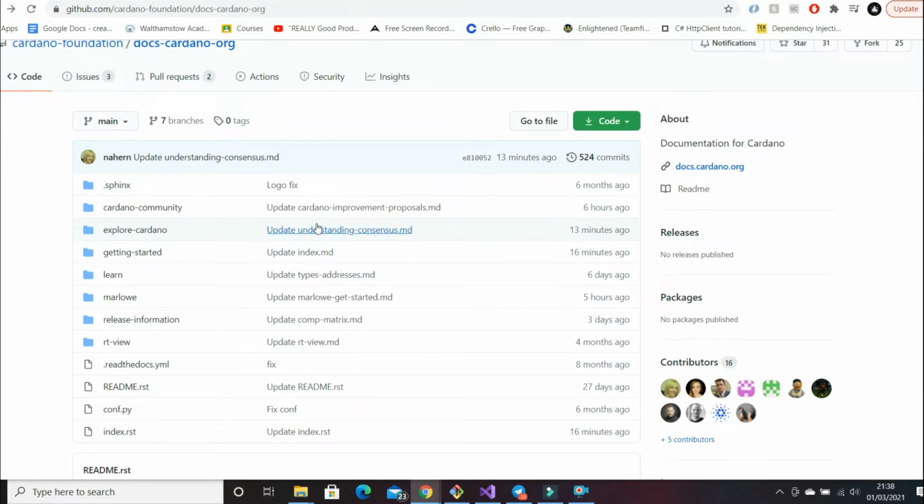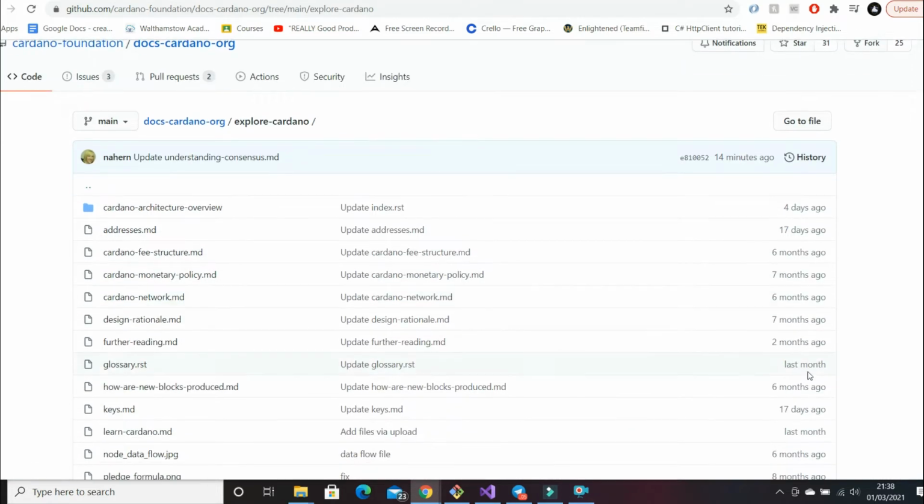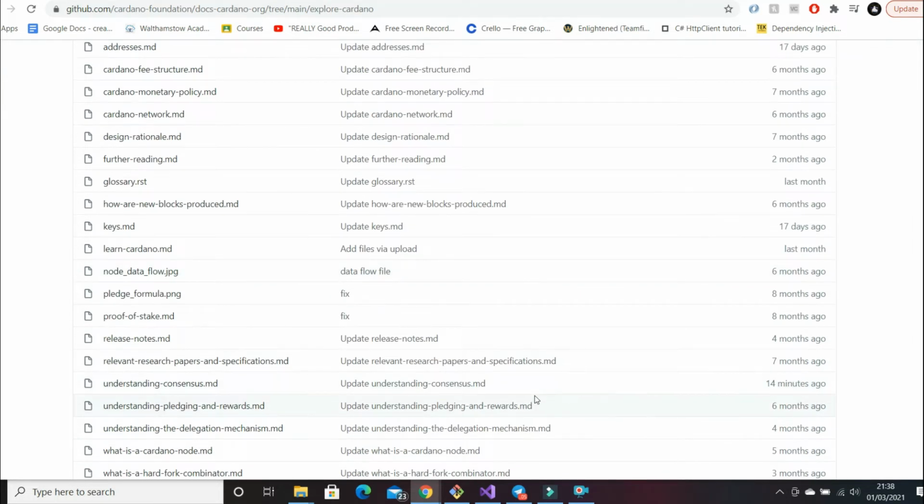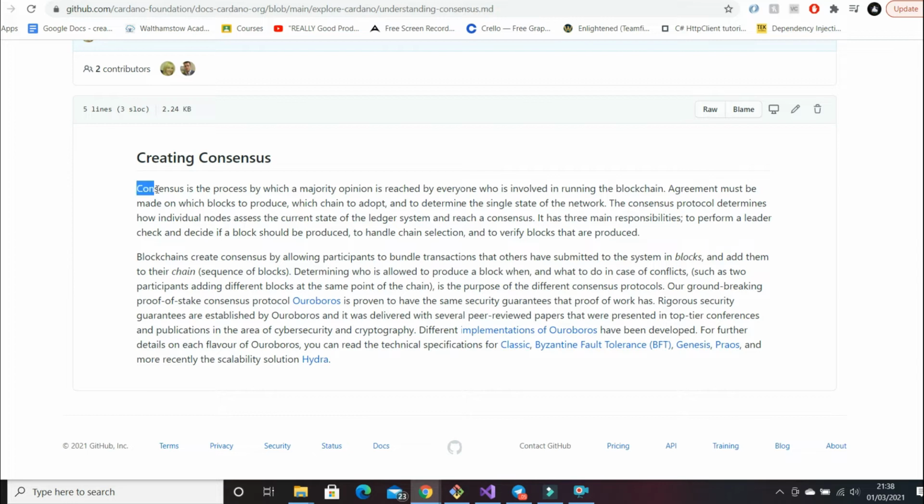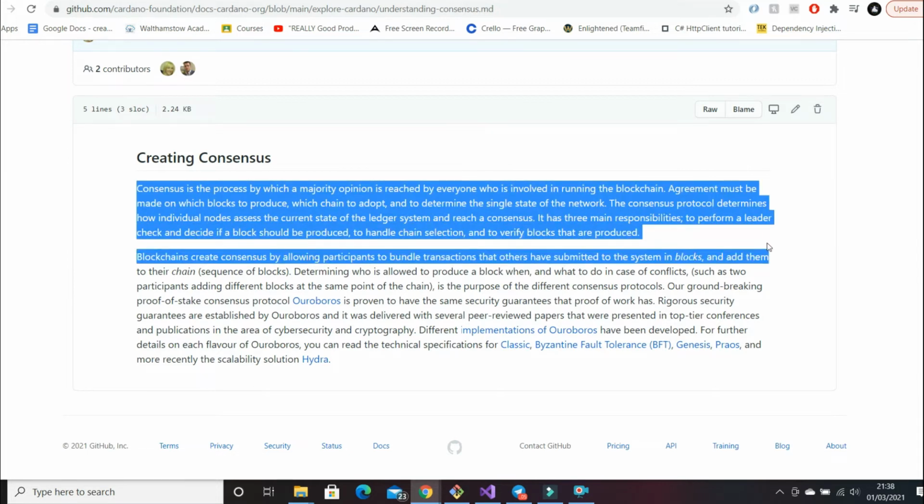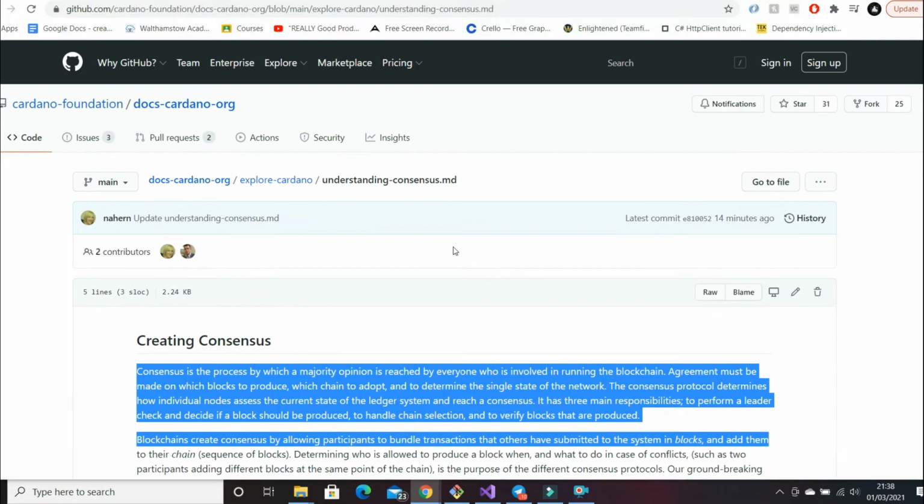And if we just have a look here, we can explore Cardano and go into the documentation. Which one was it? That was just recently updated, 14 minutes ago: understanding consensus. And here's some documentation on how the consensus algorithm works with Cardano. So Ouroboros, if you're into Cardano, you should be aware of that as well. That's the consensus protocol, and you can then see the different links to that as well. It's a really, really nice place to learn about Cardano.